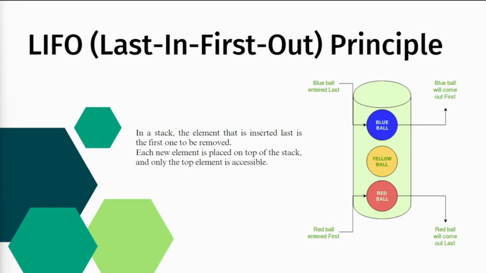Here is a visual example of three balls entered in a stack, or you may say a pipe. First, the red ball is entered. After that, the yellow ball is entered. The blue ball entered last. As we know, last in first out, the blue ball will come out first as it entered last. After the blue ball, the yellow ball is accessible to remove, and after yellow, the red ball will come out last.